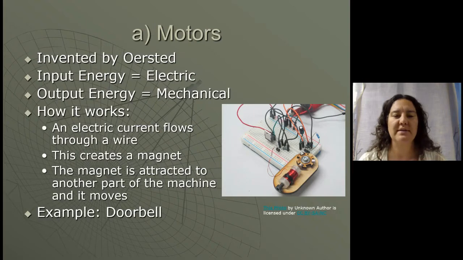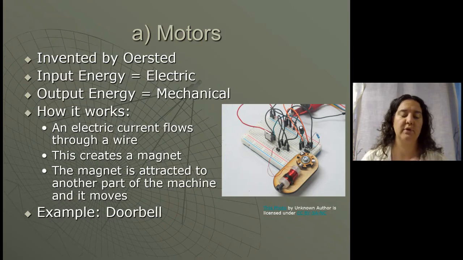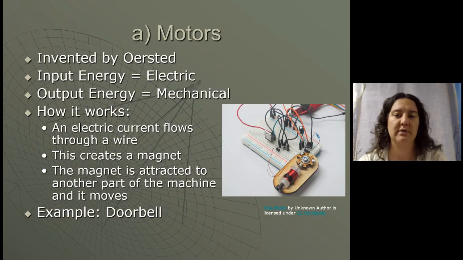So motors were invented by Ørsted, and the input energy for a motor is electric. And the output energy for a motor is mechanical. So think about toys that you have to put batteries in when you're younger. An electrical current is going to flow through a wire, which then is going to create a magnet. So again, that electric current creates a magnetic field. And the magnet is going to be attracted to another part of the machine, so therefore it's going to move. For example, a doorbell. So you create that magnet, the machine moves, and then your circuit is complete, and then you hear the sound of your doorbell.